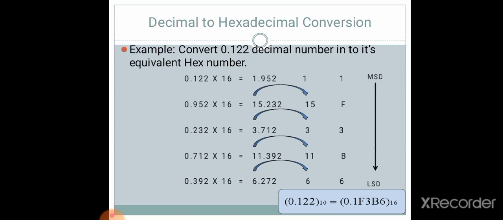So here the MSD will appear at the top and the LSD will appear at the bottom, and we have to copy our answer from MSD to LSD. Put 0, then put the fractional point and then copy your answer from MSD to LSD, that is from top to bottom. So it is 1F3B6, right? So the final answer is 0.1F3B6 to the base 16, right? I have told you how to write the final answer, you have to copy it the same way.